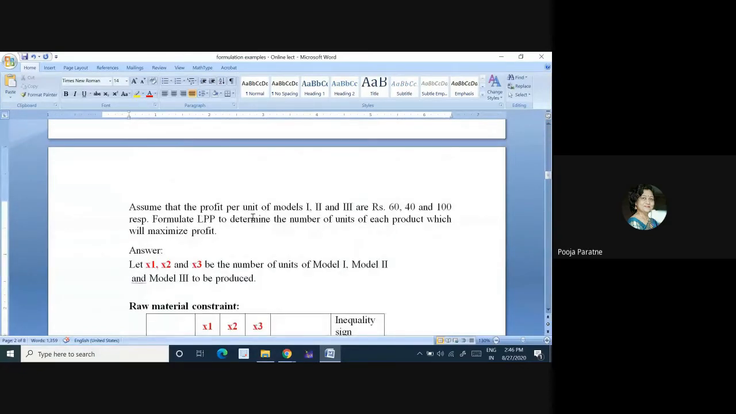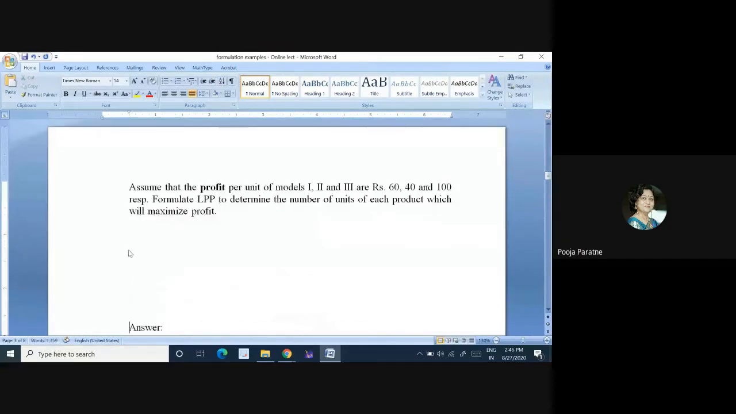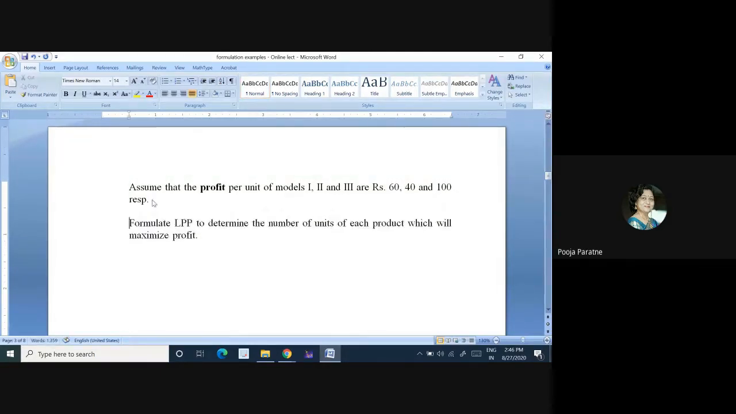Assume that the profit, now here is a word which is related to our objective, the word profit, per unit of models 1, 2 and 3 are rupees 60, 40, 100 respectively. So here they have given some profit, and some numbers. So obviously from this line I may get my objective function.